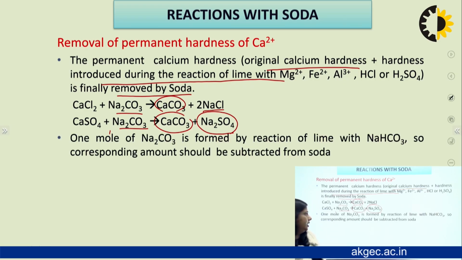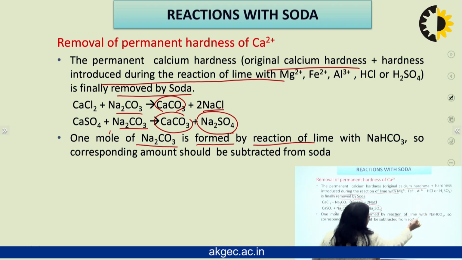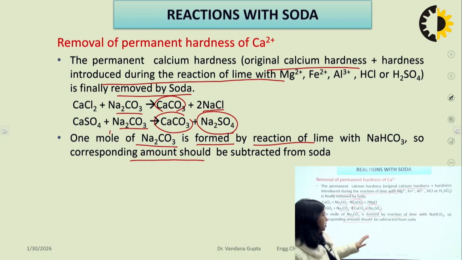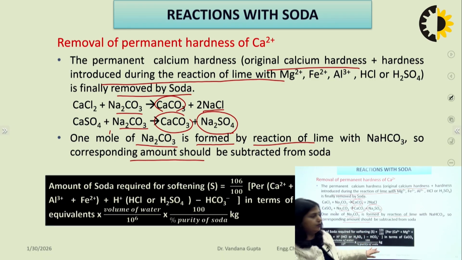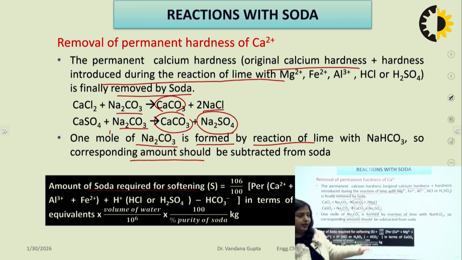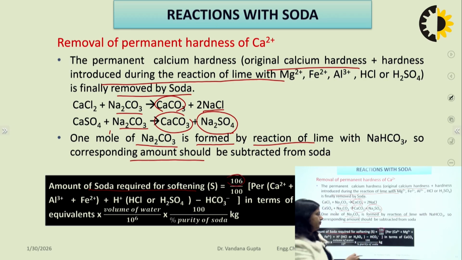Previously, we have seen 1 mole of sodium carbonate is formed by reaction of lime with sodium bicarbonate. So, the corresponding amount should be subtracted from the soda. So, finally, we get this formula for soda calculation. Amount of soda required for softening is equal to 106 divided by 100. 106 is the molecular weight of soda.